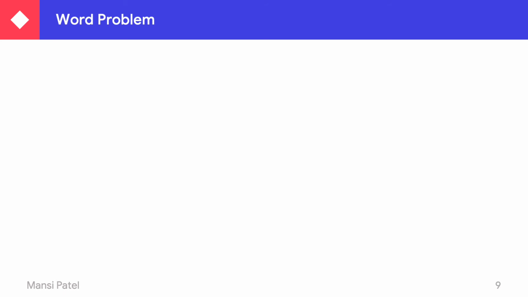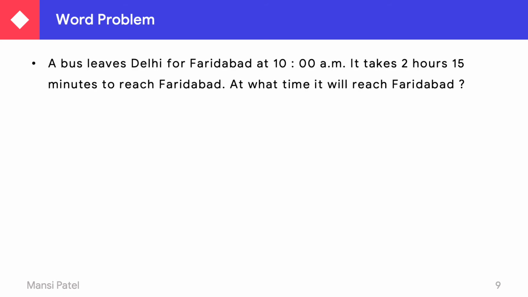Let us see one example. A bus leaves Delhi for Faridabad at 10 a.m. and it takes 2 hours and 15 minutes to reach Faridabad. At what time will it reach Faridabad? So see here, a bus leaves Delhi for Faridabad by 10 a.m. and it takes 2 hours and 15 minutes.